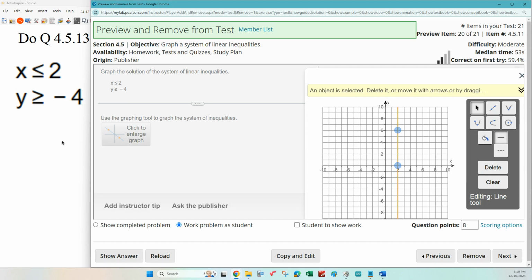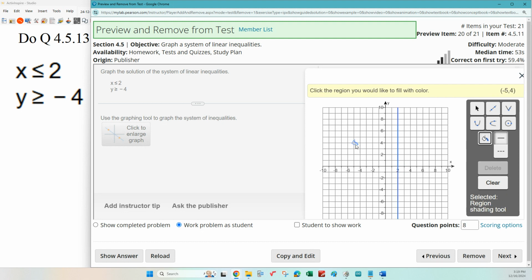It's a vertical line, so I can't go below or above, but it's an x equals anyway, right? X is the horizontal variable. On the x-axis, where are the lesser values? To the left, right? So we're shading to the left. So it's just somewhere over there.